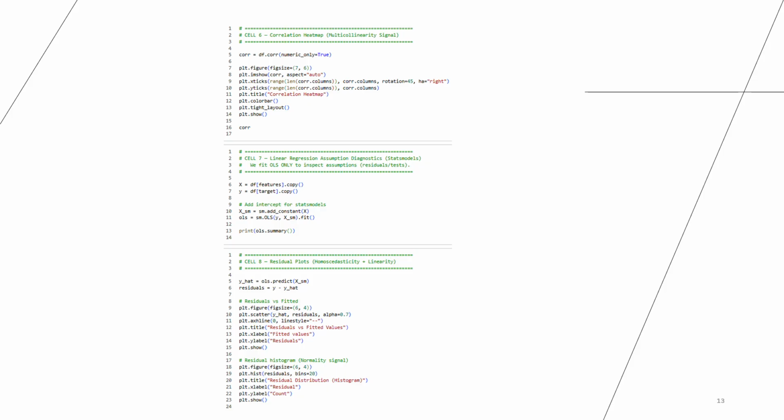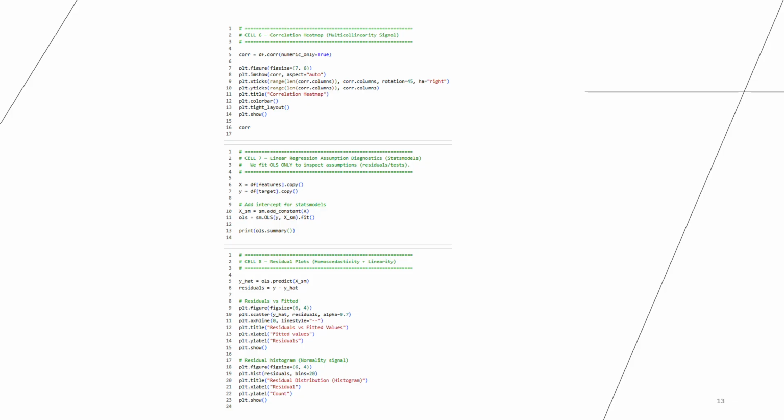Next, in cell 7, we run a traditional ordinary least squares regression using the statsmodels library. The goal here is not to build our final predictive model, but rather to examine several classical regression diagnostics. We begin by separating the input features from the target variable, which in this case is price. We then add a constant term to the feature matrix, which allows the regression model to include an intercept. After that, we fit an OLS regression model using the statsmodels implementation.